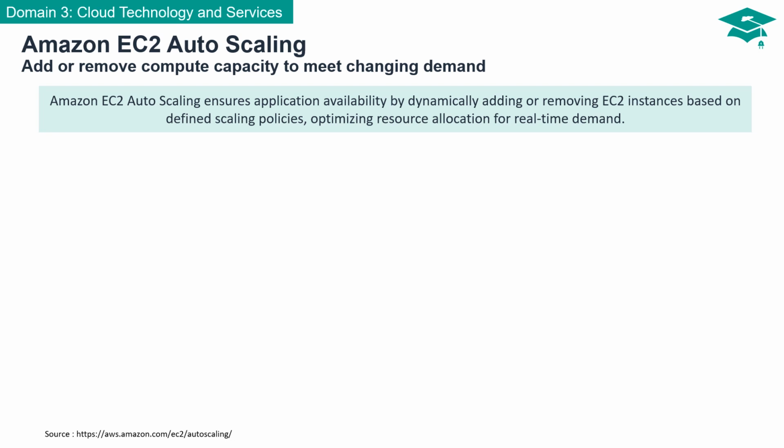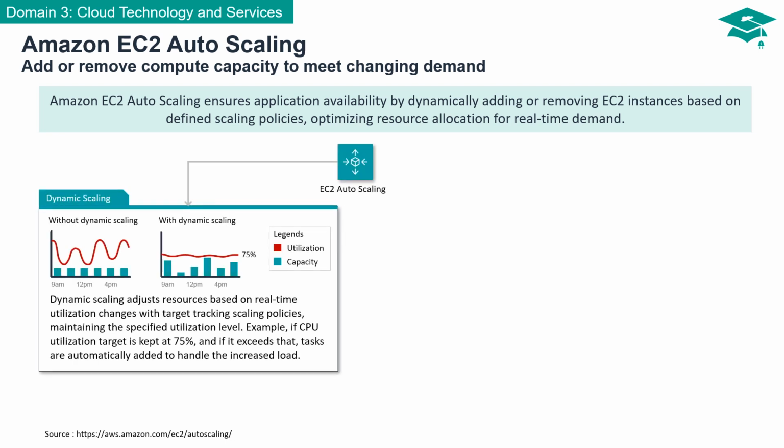There are two key aspects of Amazon EC2 auto-scaling. Dynamic scaling. This component allows resources to be adjusted in real time, responding to changes in utilization. It employs target tracking scaling policies to maintain specific utilization levels. For instance, if you set the CPU utilization target at 75%, and it exceeds that threshold, tasks are automatically added to accommodate the increased workload.